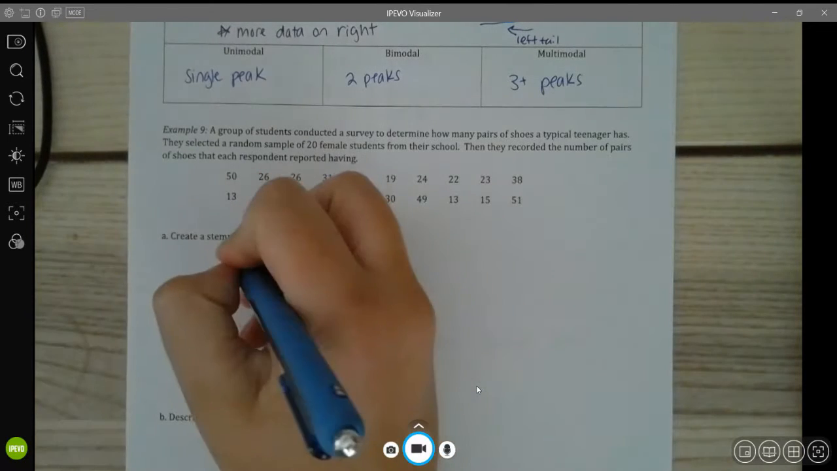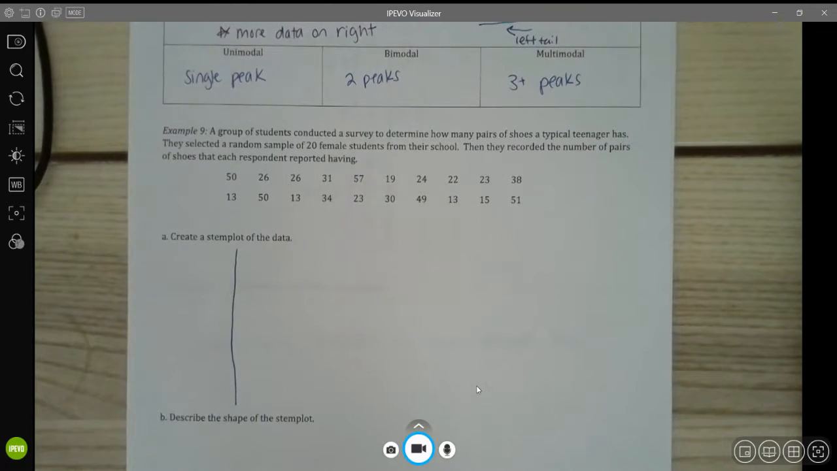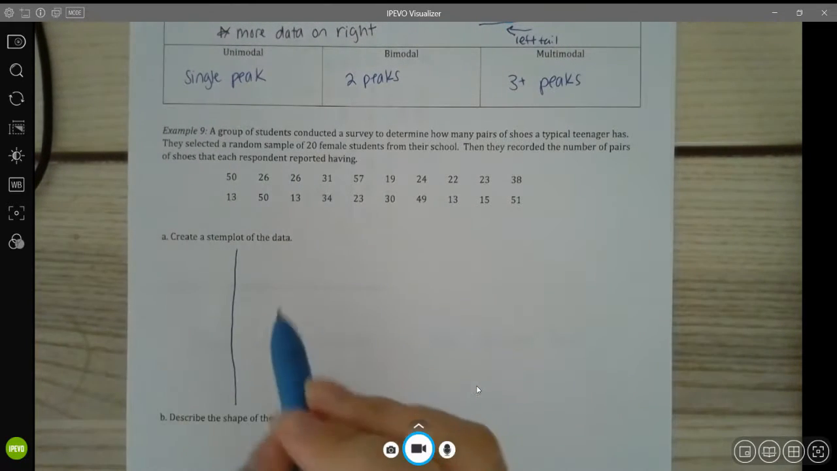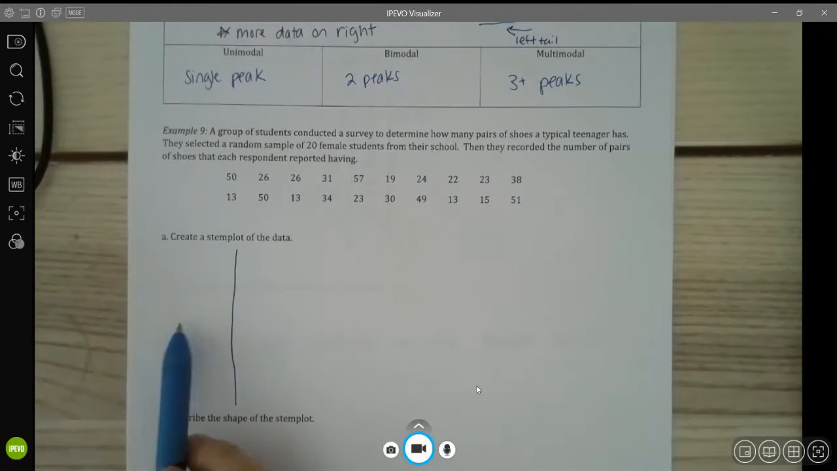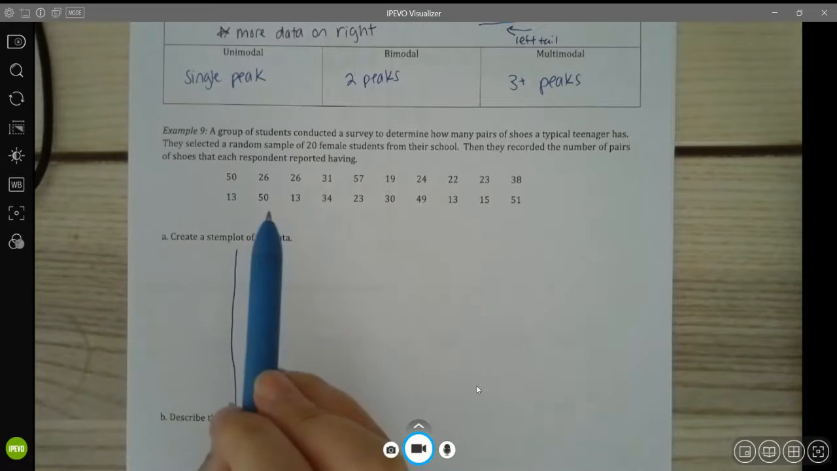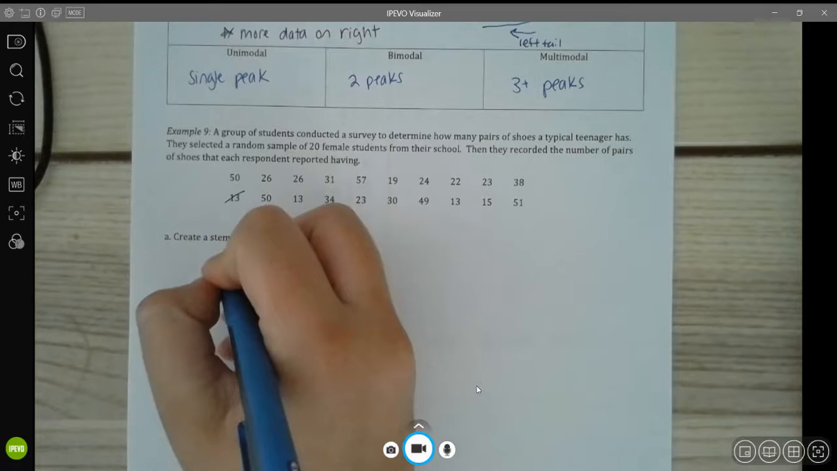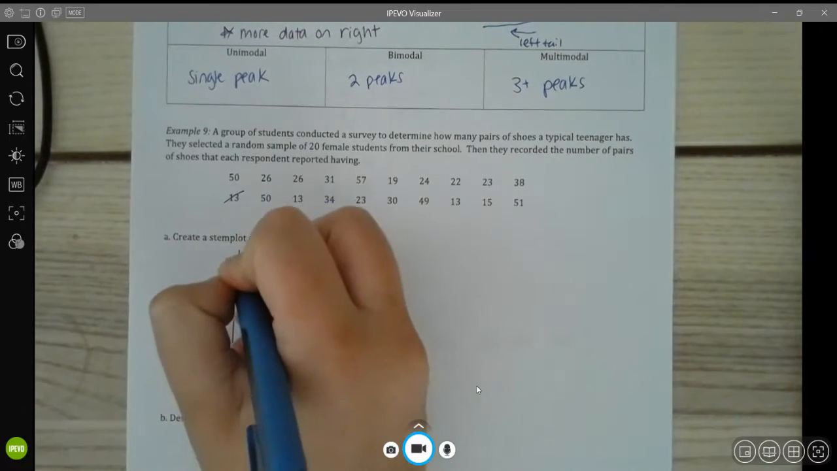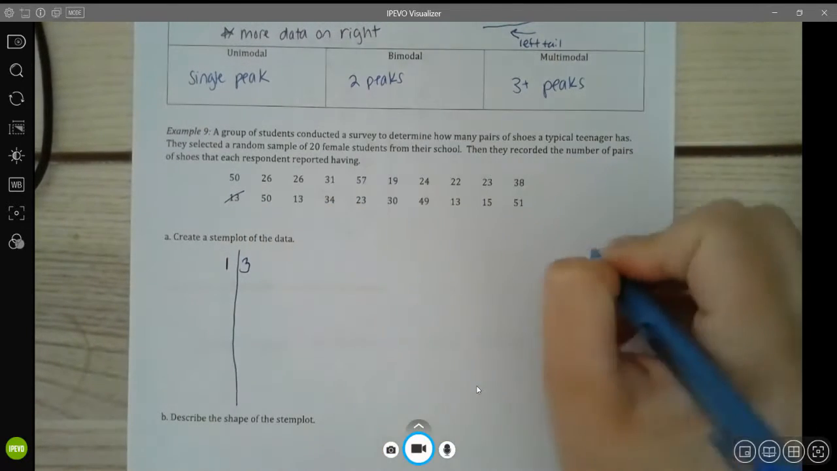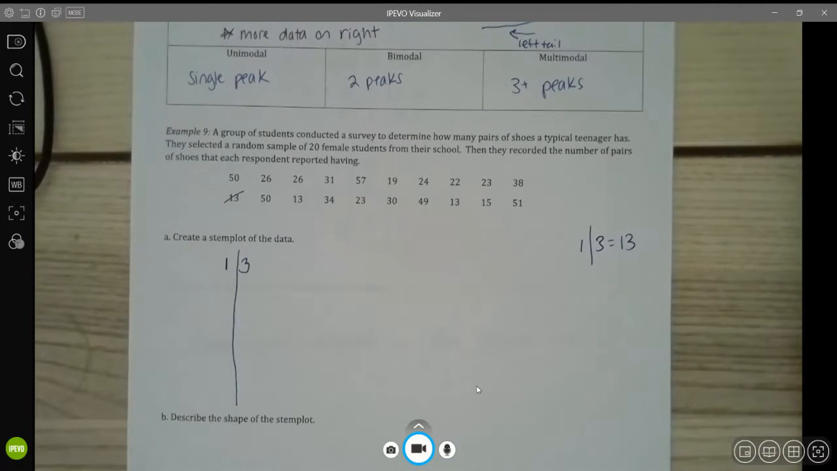The first thing you'll want to do is put a line down your page. You don't need as much space over here as you do over here. If you remember the stem and leaf plot, this is the stem, and these are going to be all the leaves. This is going to be the tens place, and these are all the ones places. For example, the lowest number I see on here is 13. So I'm going to put a 1 here and a 3 here. So 1 line 3 equals 13. Having a key is going to be really important.